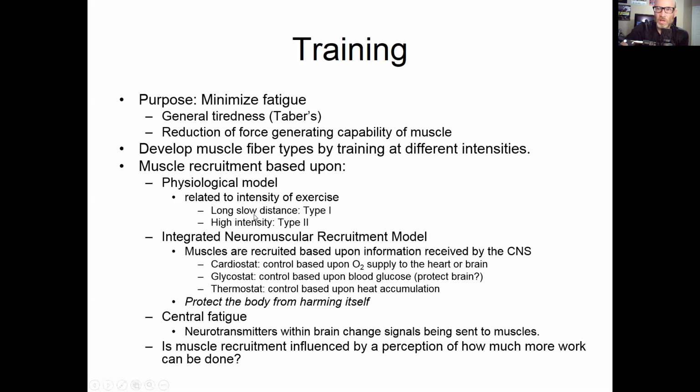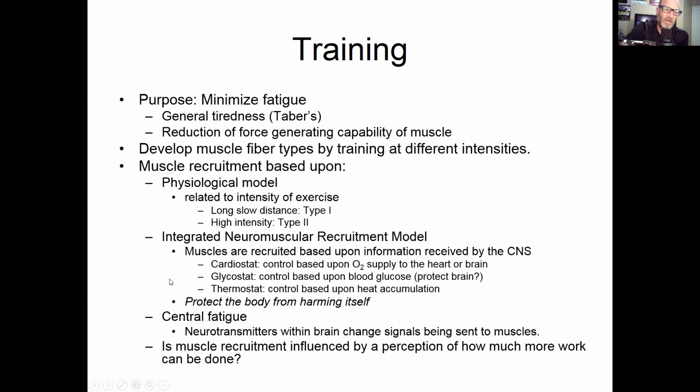That is, if we do a long, slow distance, the physiological model will tell us that, well, we're probably recruiting type 1 fibers. And if we're doing a high intensity, a sprint, we're probably recruiting type 2 fibers. Okay, that's a physiological model. The integrated neuromuscular recruitment model starts to set up what Noakes is known for, and that's the central governor model.